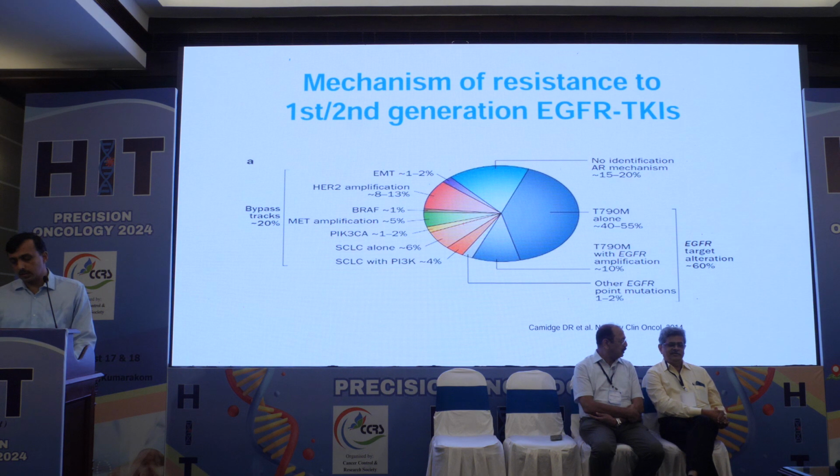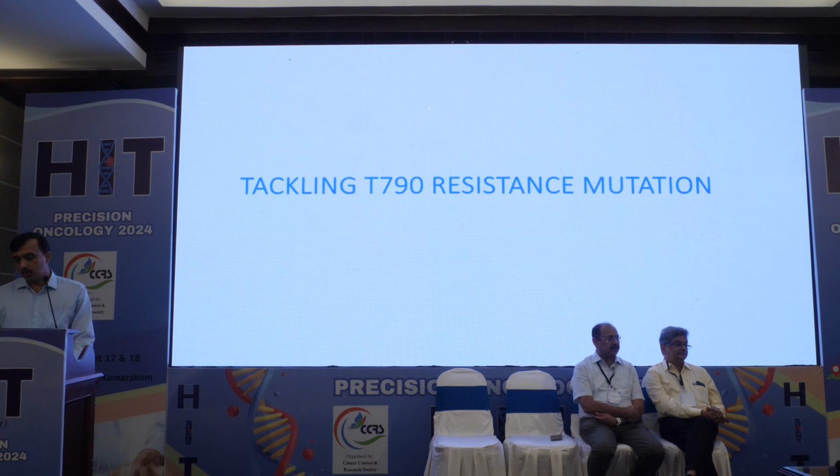Then coming to the question of resistance. The majority of resistance is because of the EGFR target alterations, the main one being T790M, that is around 40 to 55%. And we have a lot of other bypass tracks also activated, like MET amplification, HER2, all these things are there, and small cell carcinoma transformation also we are aware of. So how to tackle this resistance is the next issue.